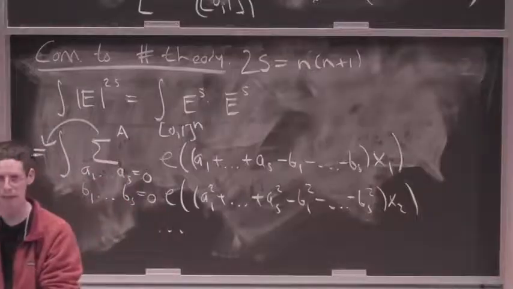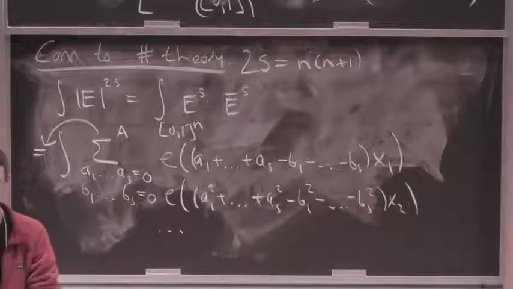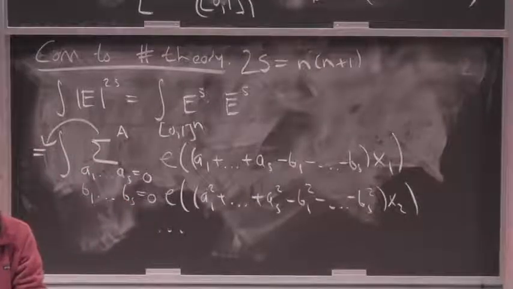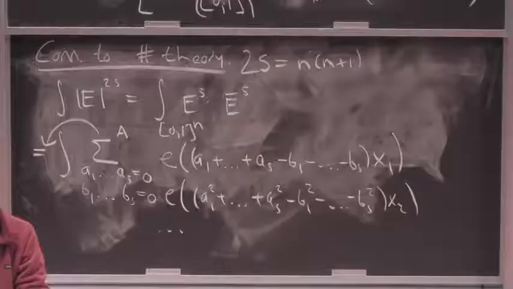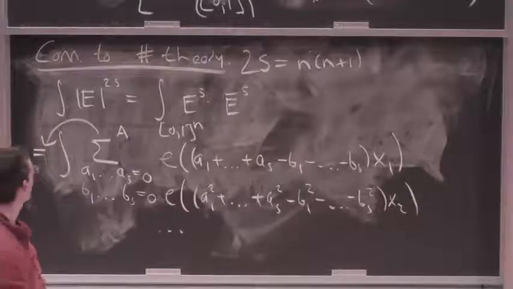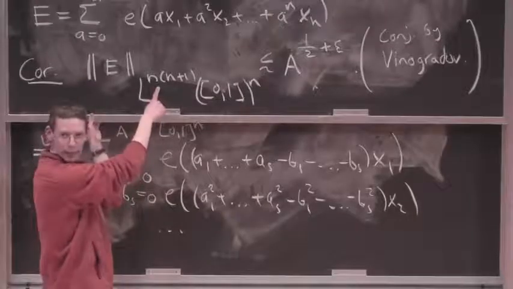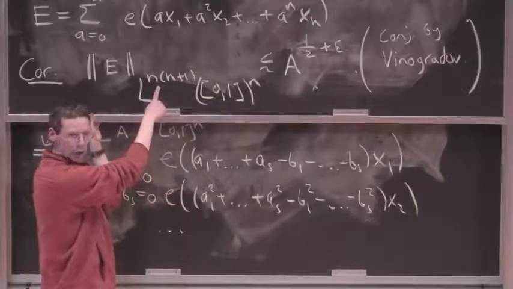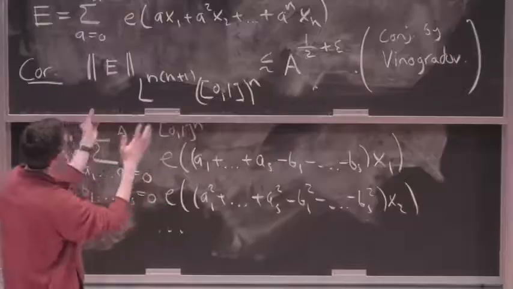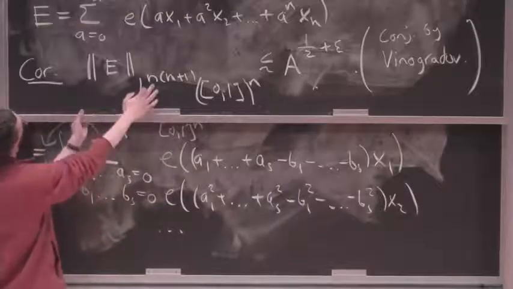So there are more, yeah. So why didn't Vinogradov ask the question when n is fixed and the number is not n plus 1, or some other? OK, yeah. Vinogradov wanted to know about the LP norms of E for every P. I didn't write them all down, but this is the hardest one.